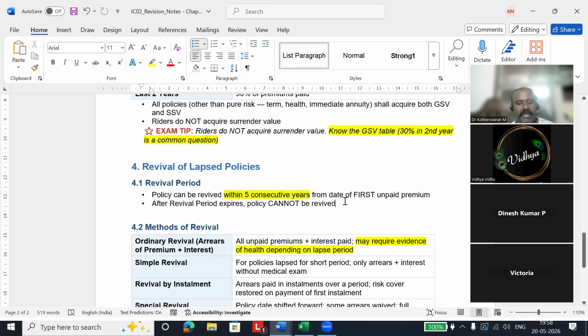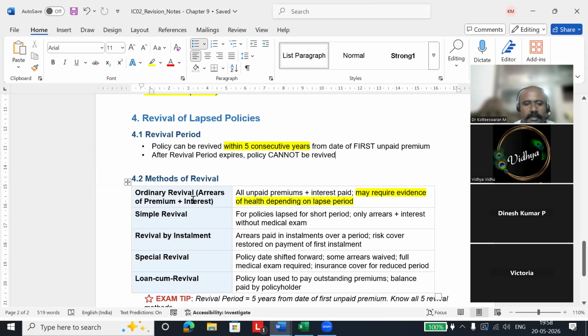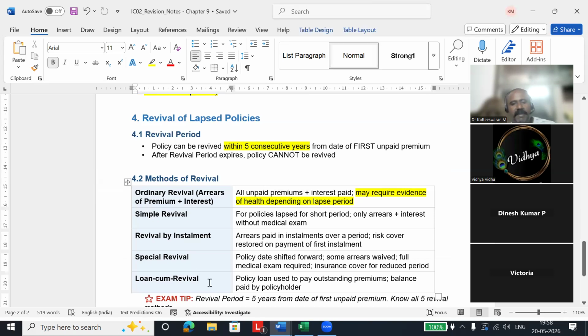Within 5 years from the last premium lapse date. For example, today is my last premium lapse date, 25/2026. The policy lapsed. I can revive the policy before 19th May 2031, 5 years. I can revive the policy. But there are some methods. So there are 5 methods how I can revive the policy.